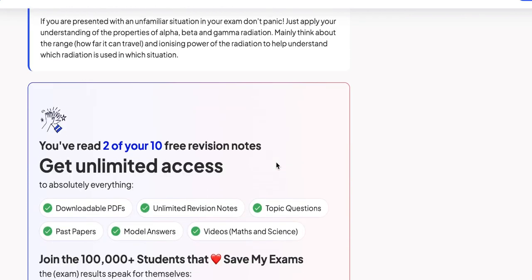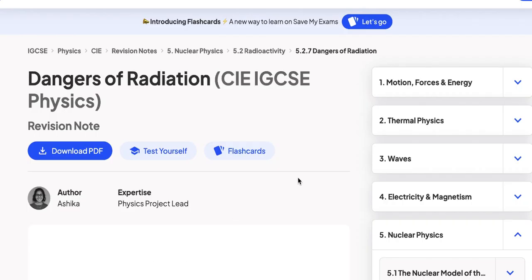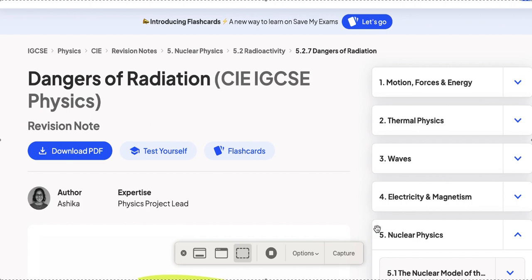Okay, so that's that for this part. I think let's see the last one for this chapter. Okay, so that's the end of this part. We will do the danger of radiations as a second part.